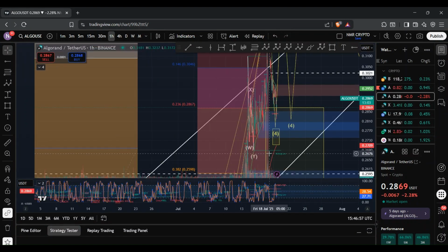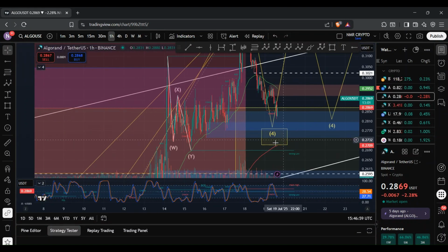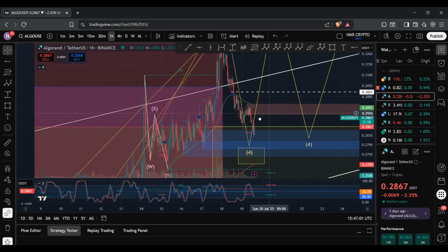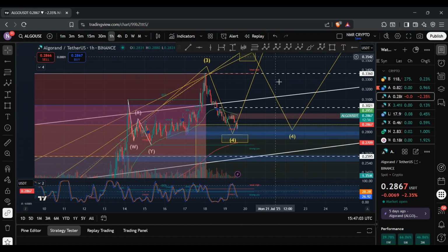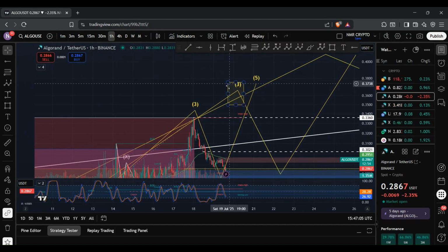So if I go back to the hourly chart, you can see that this region more or less coincides with the 200 DMA. And then shortly after, we'll be looking out for that pump to the upside to then complete this fifth wave, where that fifth wave will then tap into this region here. And so that's just my update on ALGO.